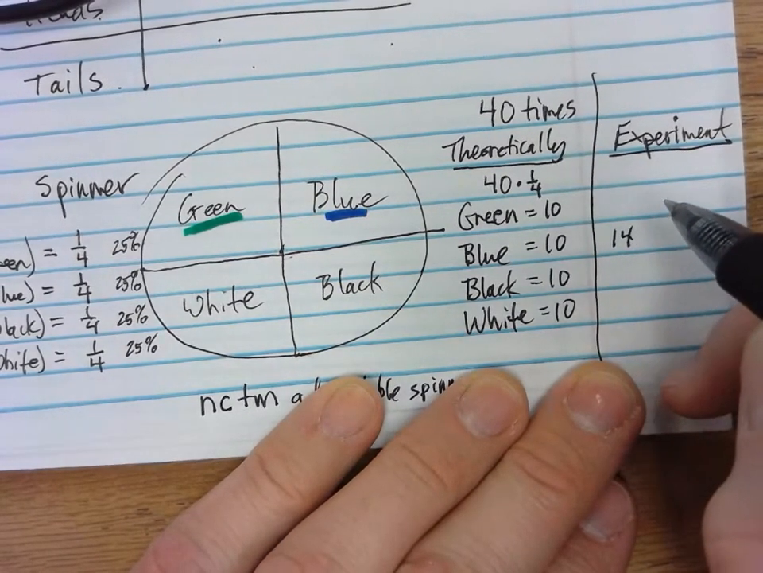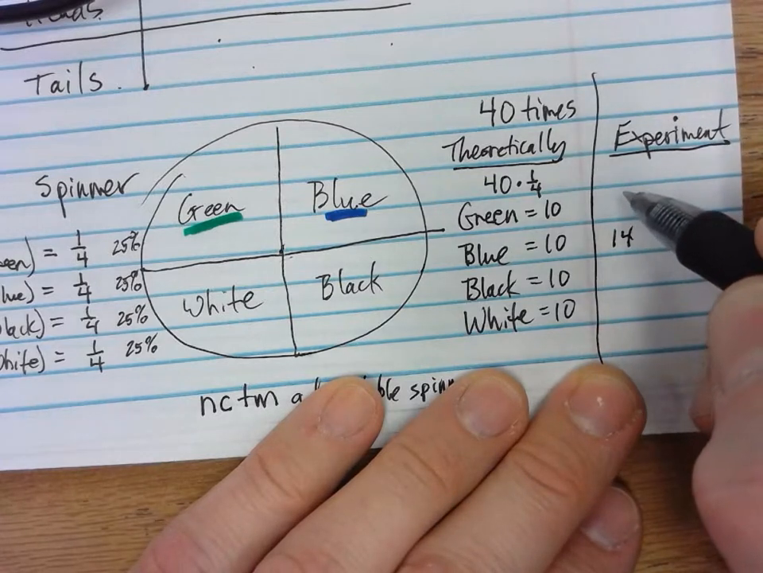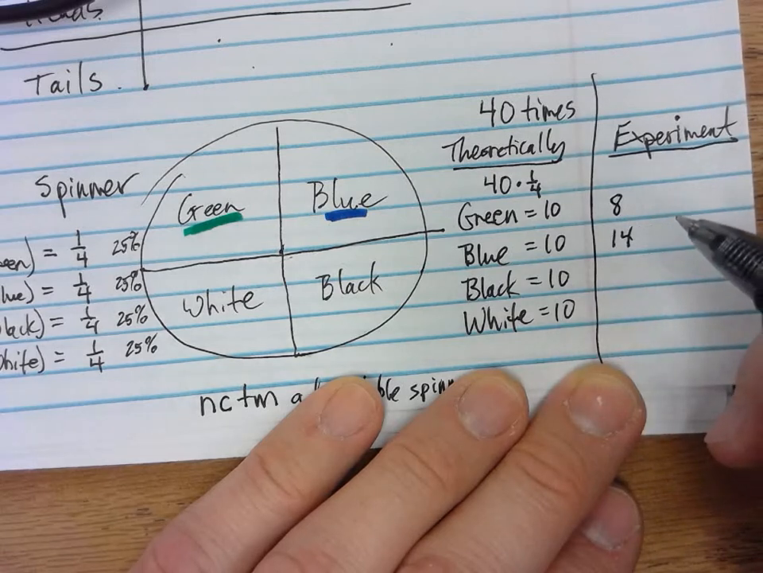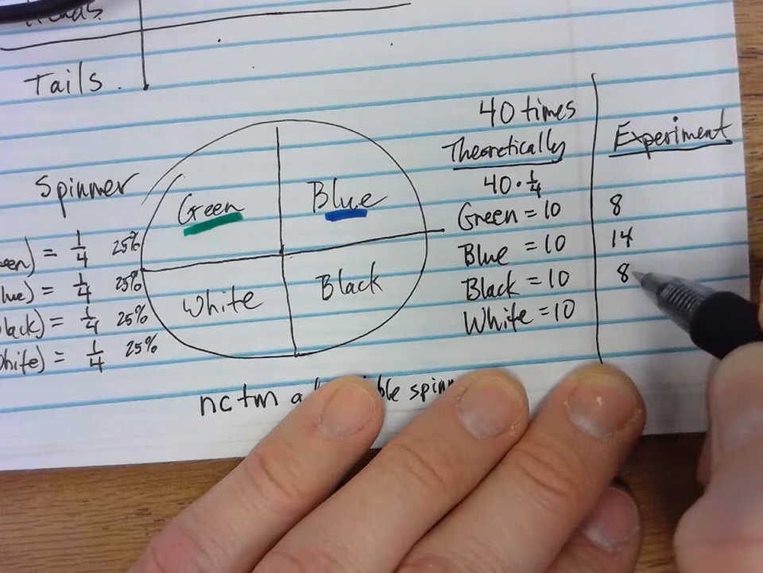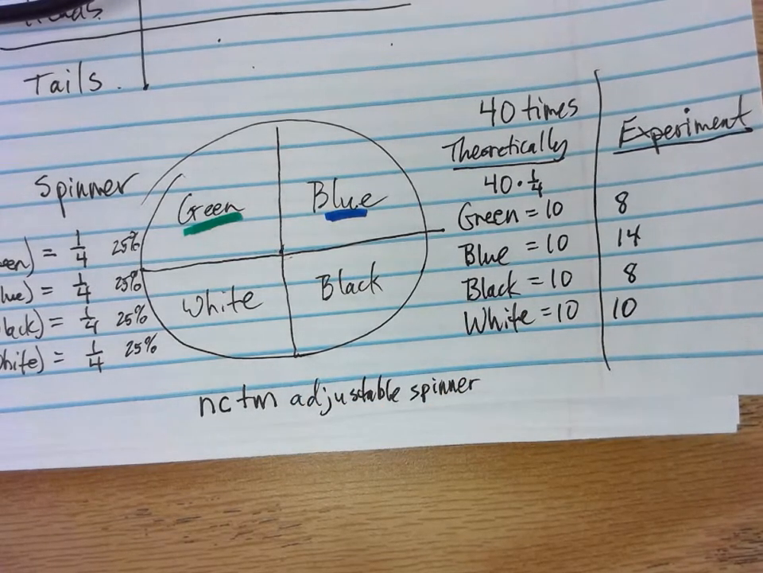The other color was yellow, so I'll just make the greens kind of close to yellow. So I'll say yellow was 8. Didn't really have one that was black. So cyan was 8, and red was 10. All right, so there's the experimental results. Let's just say that we're going to use those.